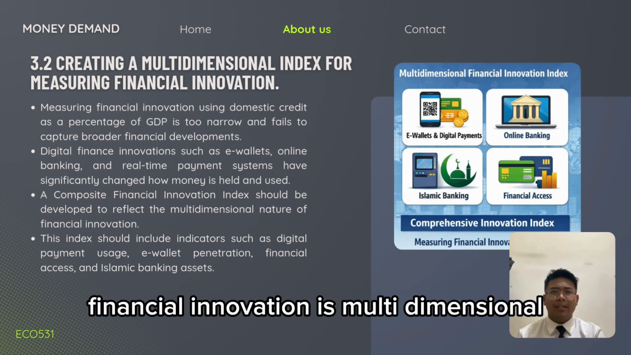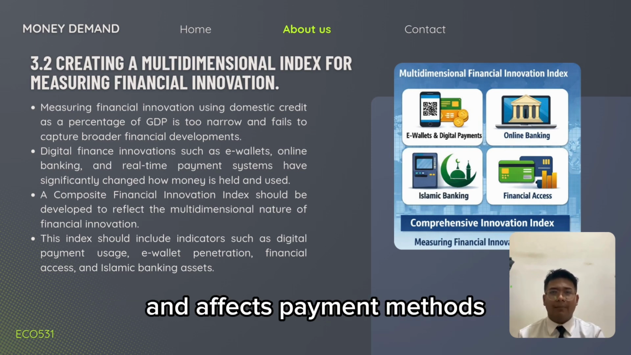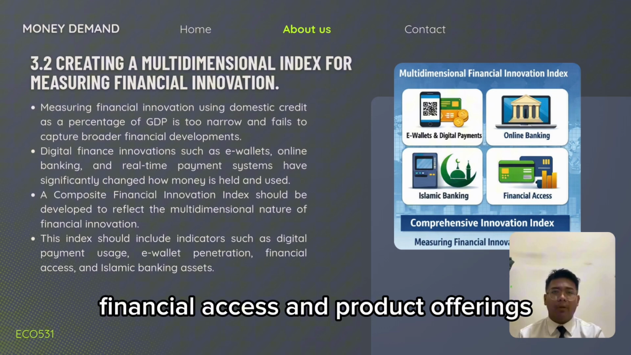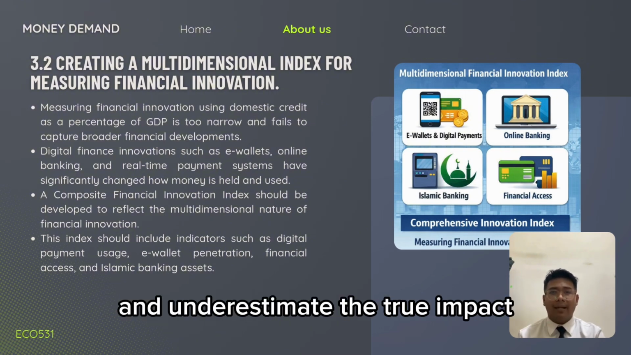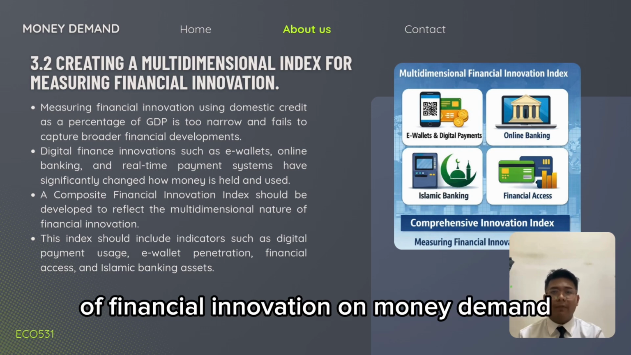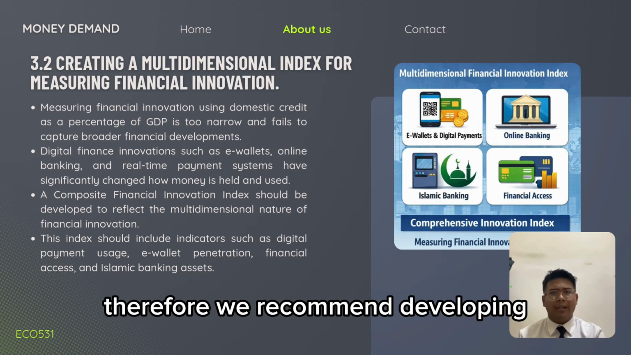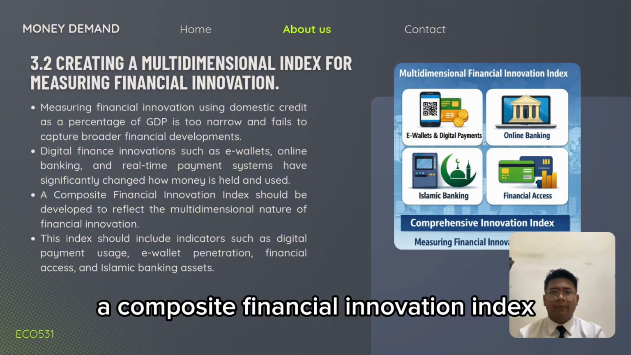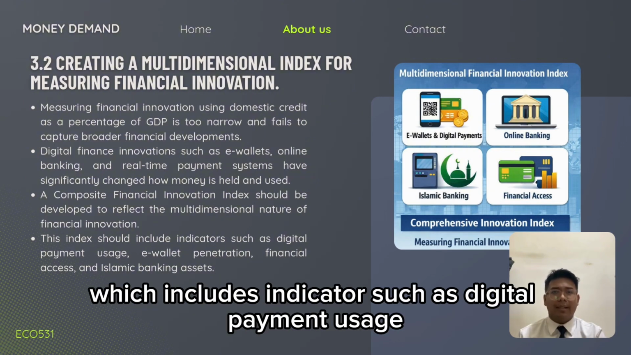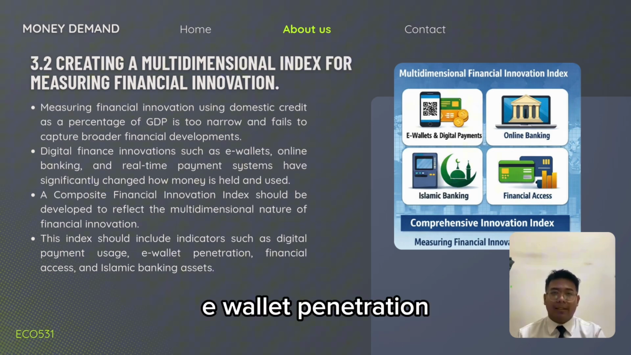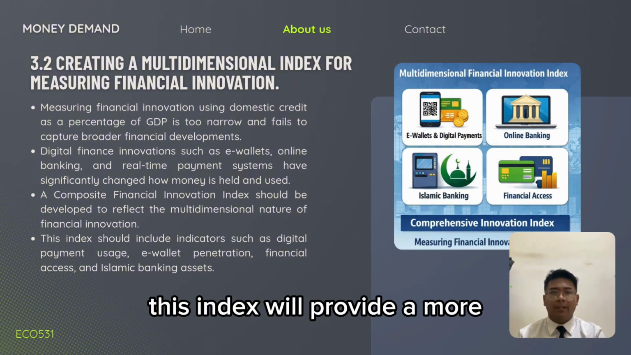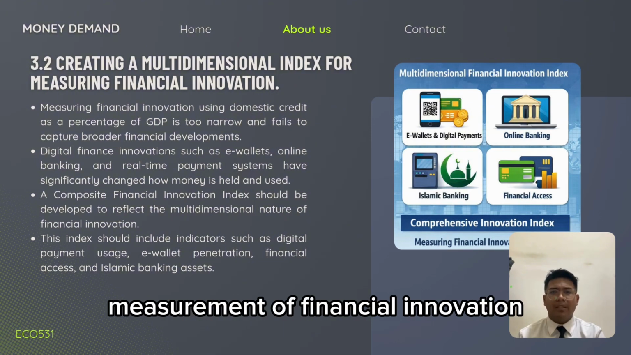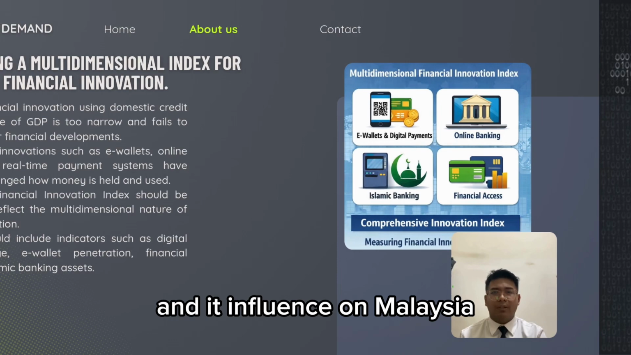In reality, financial innovation is multidimensional and affects payment methods, financial access, and product offerings. Relying on a single proxy may lead to measurement errors and underestimate the true impact of financial innovation on money demand. Therefore, we recommend developing a composite financial innovation index which includes indicators such as digital payment usage, e-wallet penetration, financial access, and Islamic banking assets. This index will provide a more comprehensive and accurate measurement of financial innovation and its influence on money demand.